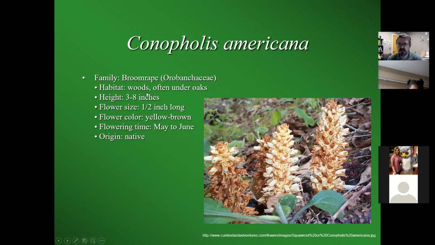It's in the woods under many oaks. They only get about 3 to 8 inches tall. It's not very big. The flowers are kind of small. And by the way, these are individual white flowers. Do you think this plant is photosynthetic? What do y'all think? Just looking at it, do you think it's photosynthetic?